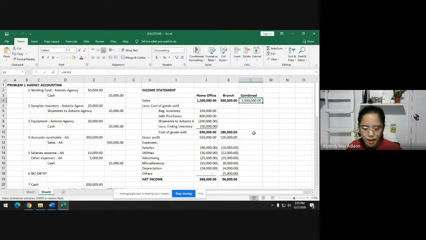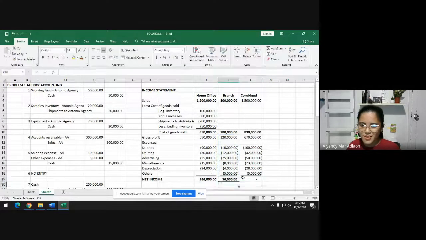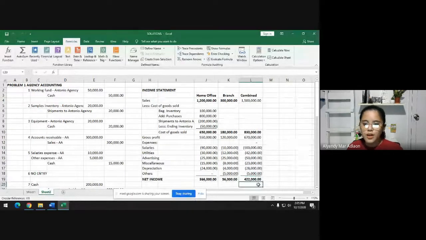Okay, that is the combined financial statements. 366 plus 56. Okay, so that is 422 as the combined.